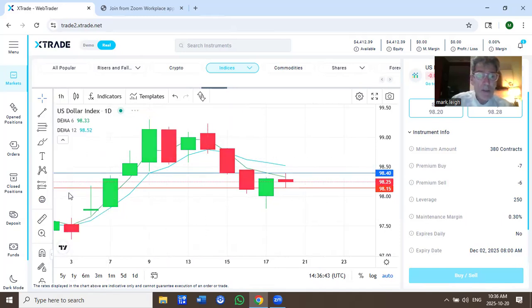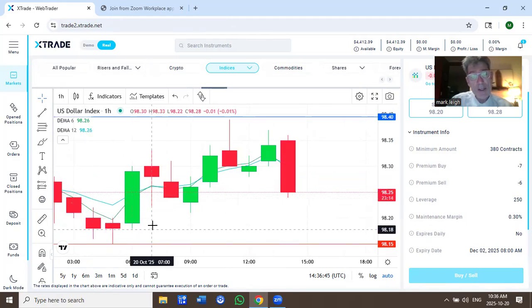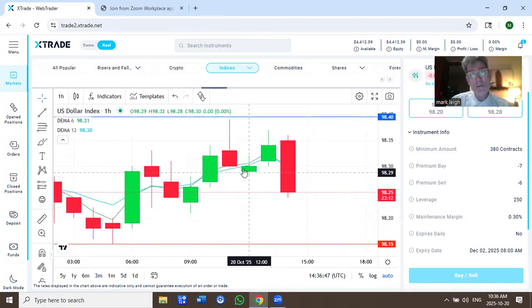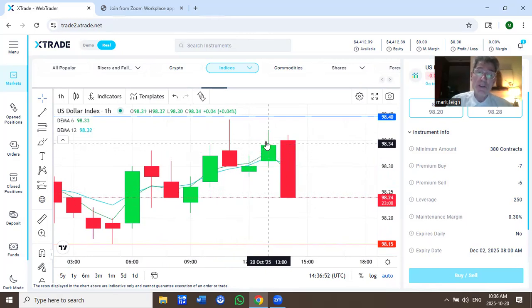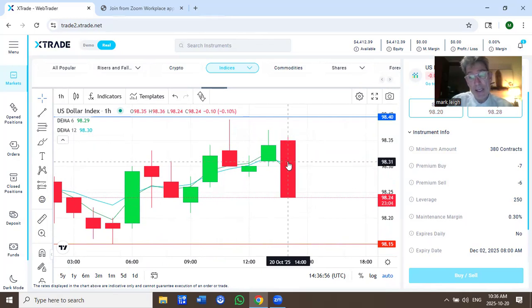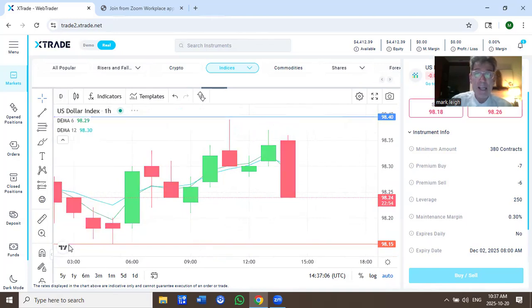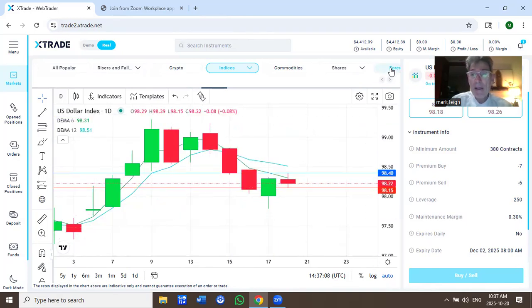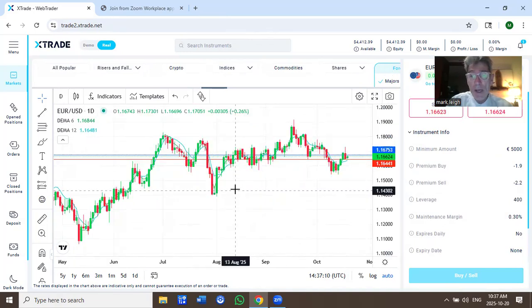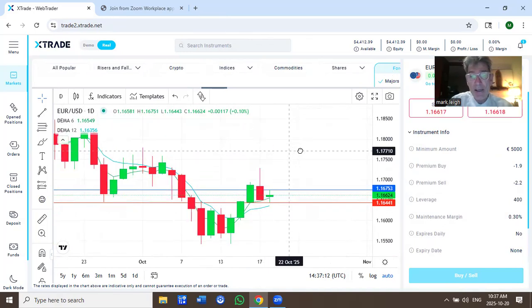If I zoom in on the hourly, you can see the initial move showing some dollar strength, giving up those gains right now. And you can see the big red candlestick in this hour sitting at 98.24. Sellers of US will be looking down at this 98.15. Let's have a look at the majors and how they're performing, starting with the Euro US, I'm on the daily candlestick.